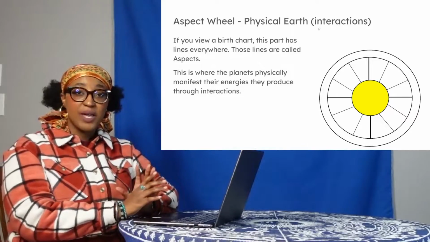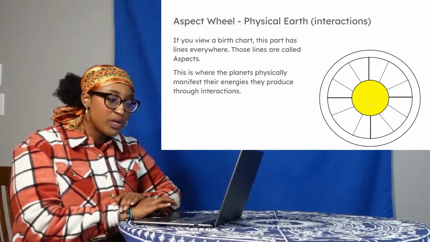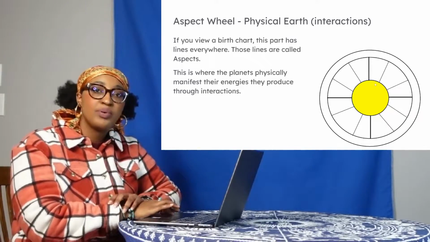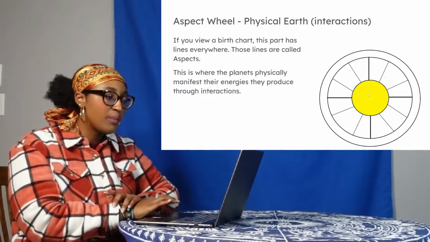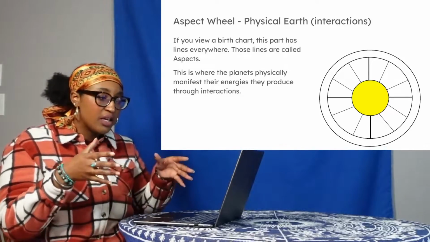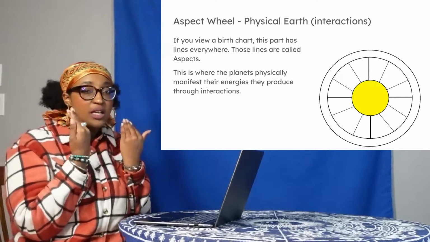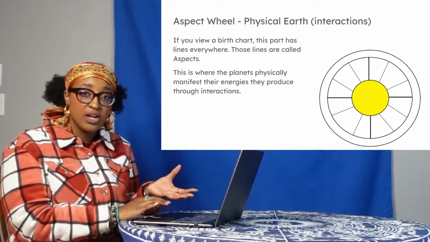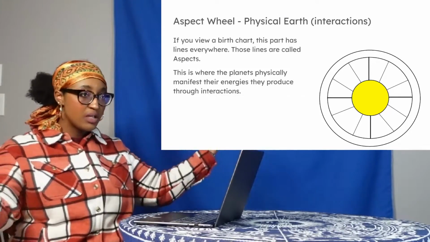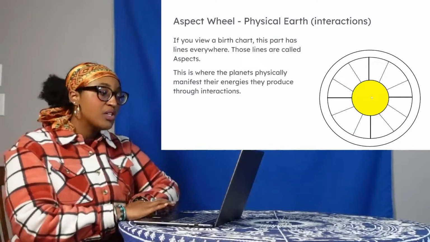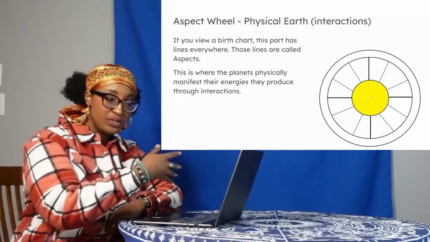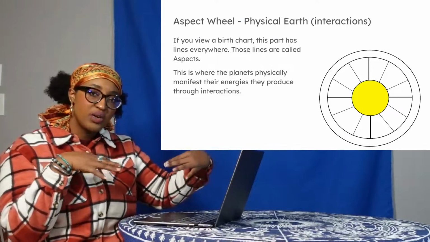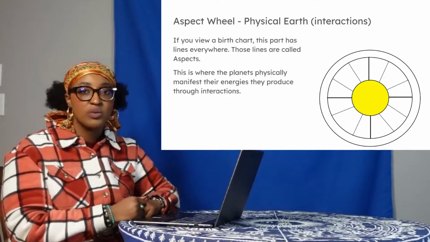So the aspect wheel. This is the center wheel where you see a bunch of lines sticking around everywhere. This is how the planets interact. And if you think about this, this is Earth, as I was saying. If you think about it, you're standing inside something of Earth, physical Earth right here, and have the houses projecting around you. So how they interact, these lines through you, is how these different planets are manifesting their energies when they're interacting with each other.